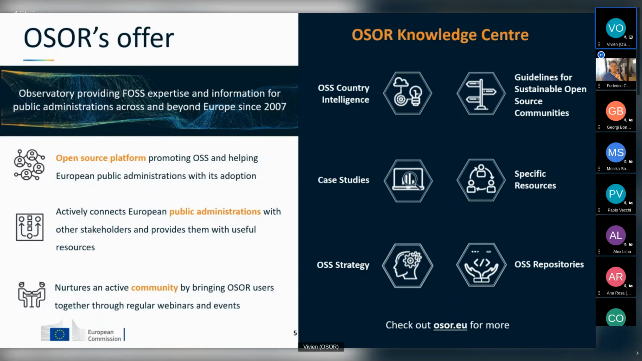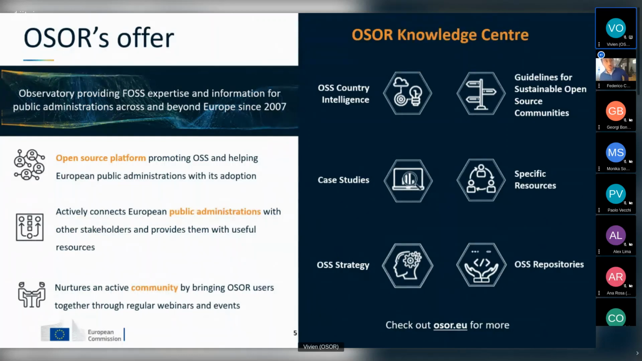We share insights on the legal framework, actors, and different ongoing initiatives in the country. The second resource is the Guidelines for Sustainable Open Source Communities. In there, you will find a set of recommendations as well as case studies on how to create and maintain a sustainable open source community within the public sector. If you're interested in case studies, we also have a dedicated section with more than 100 different case studies showcasing the benefits and good practices when adopting, developing, or deploying open source within public administration in Europe and beyond.